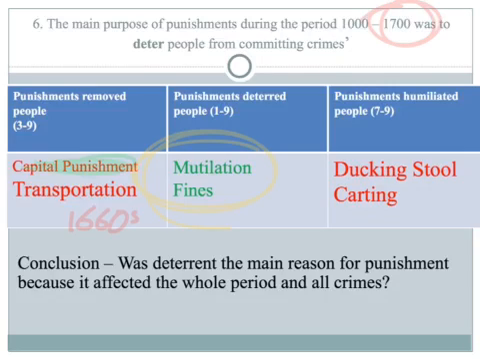What I would say is that you need to make sure, like in my table, I've got 3 clear paragraphs from this. At the end of the paragraph, we should have the line of reasoning running through them. And we should think about, was deterrent the main reason for punishment because it affected the whole period and for all crimes? And basically what I would say there is yes to that little tick. And that will be kind of my conclusion.